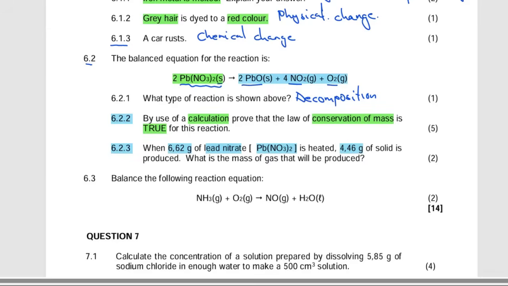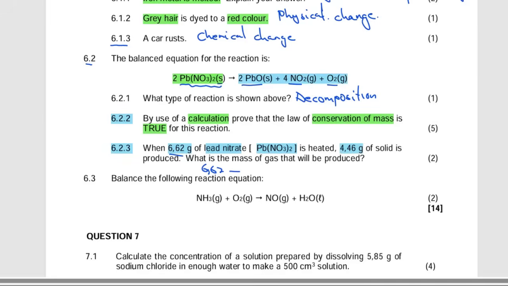What is the mass of the gas that will be produced there? In terms of 6.2.3, now we're looking for the mass. We started with this, which is 6.62, so I'm going to take that value, 6.62, and then it is heated. 4.46 grams of the solid is produced. It means the other one actually evaporated into a gas.